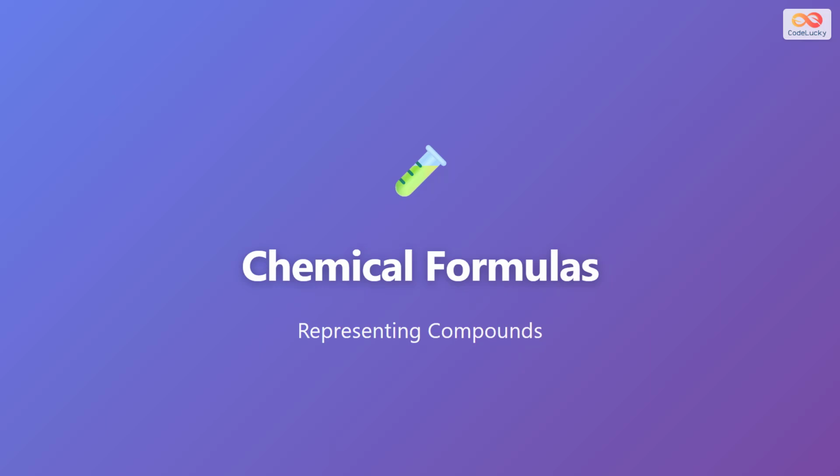Welcome to this lesson on chemical formulas. In chemistry, we use special symbols and notations to represent compounds. Throughout this video, you'll learn the different ways chemists write chemical compositions and what each type tells us about a substance.